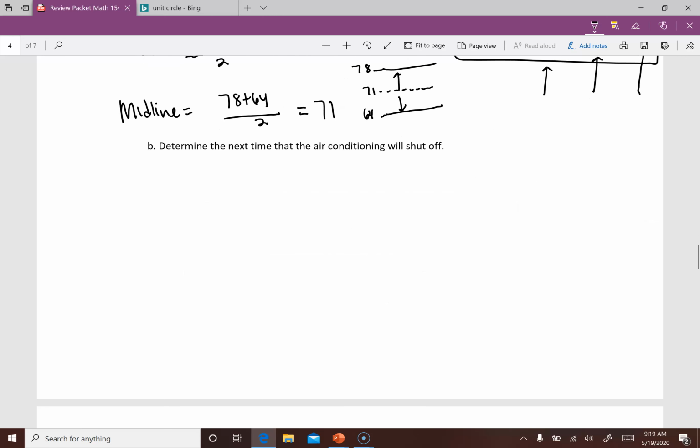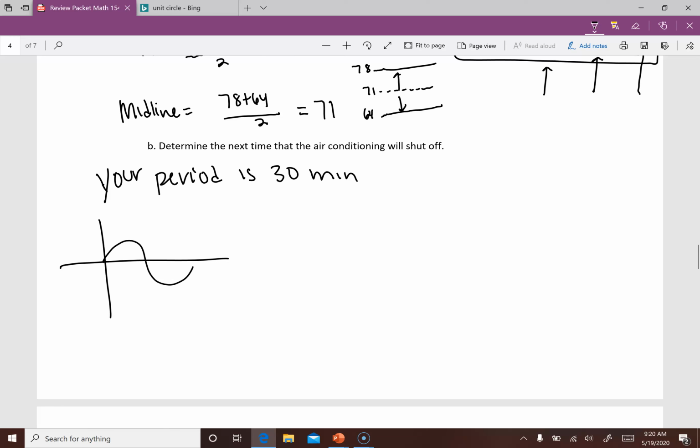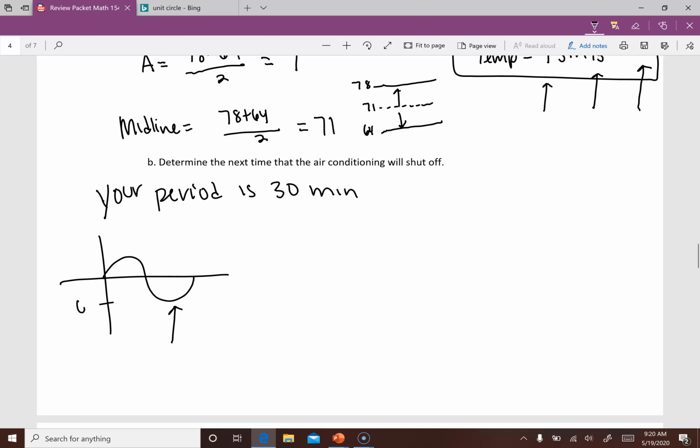All right, determine the next time that the air conditioning will shut off. Well, first of all, we have to remember two things. Your period is 30 minutes. And you should also realize that your sine function looks like this. And where does the air conditioning shut off? It shuts off right here at the very bottom because that's the coolest part. That would be at our 64 degrees. And this would be our 71.